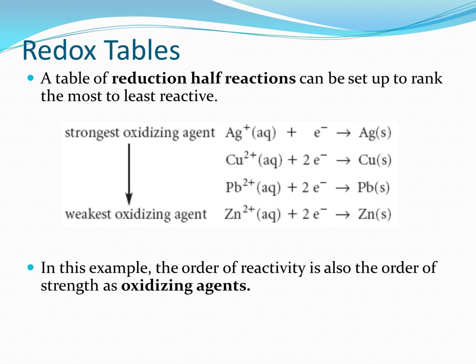The data observed may be used to build a reduction half-reaction table. Because silver ions are the most reactive, they are written first. Because zinc ions are the least reactive, their reduction half-reactions are written on the bottom.